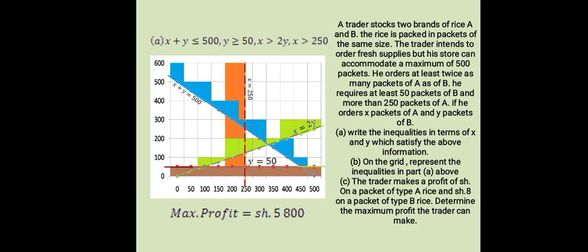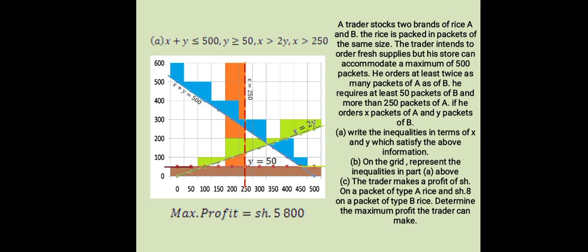A trader stocks 2 brands of rice, A and B. The rice is packed in packets of the same size. The trader intends to order fresh supplies, but his store can accommodate a maximum of 500 packets. He orders twice as many packets of A as of B. He requires at least 50 packets of B and more than 250 packets of A.